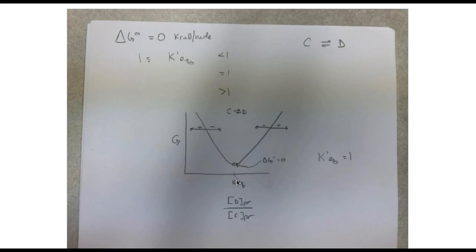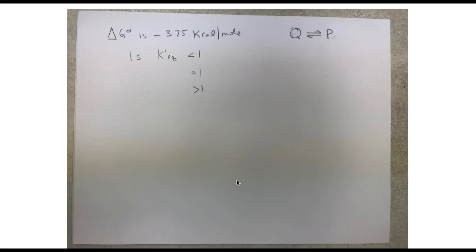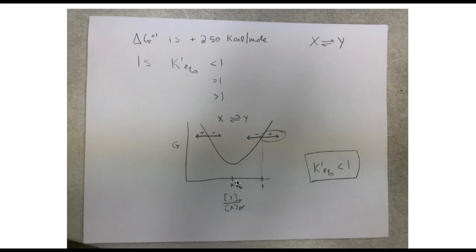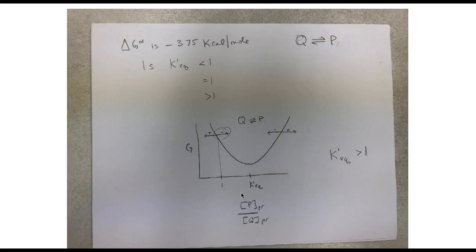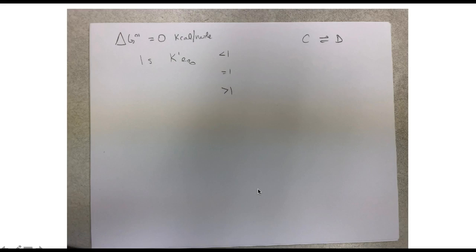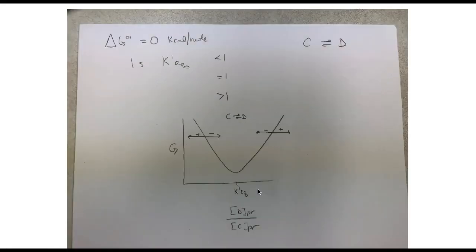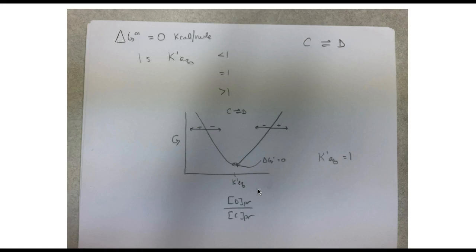So in these three examples, we can see that if the standard free energy change was greater than 0, I'll flip back here, if the standard free energy change was greater than 0, the equilibrium constant had to be less than 1. If the standard free energy change is less than 0, then the equilibrium constant must be greater than 1. And if the standard free energy change equals 0, then the equilibrium constant must be equal to 1.